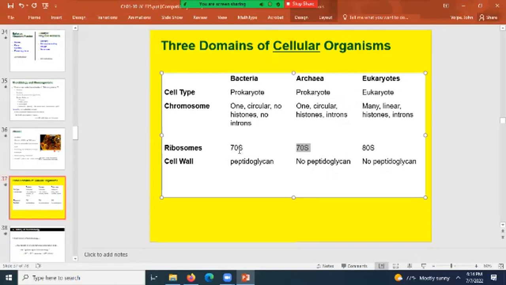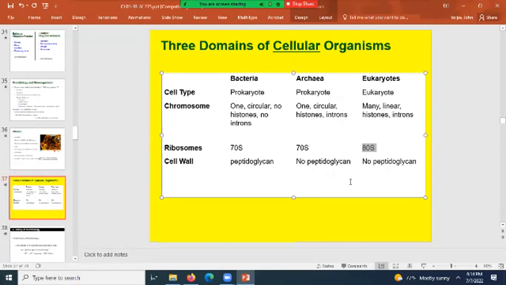And the point is that the bacteria and archaea ribosomes are smaller than the eukaryote ribosome, which is larger, and it sediments at 80S, a place lower down in the ultracentrifuge gradient.